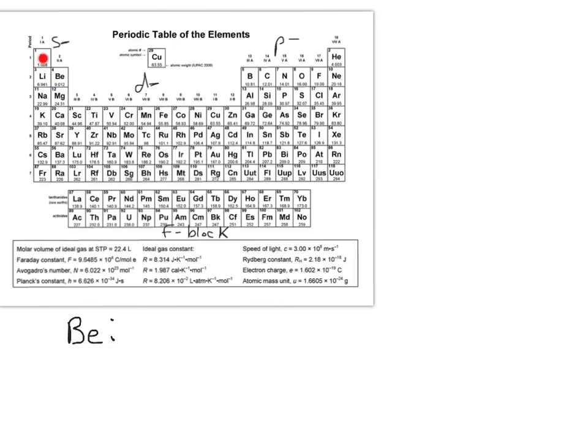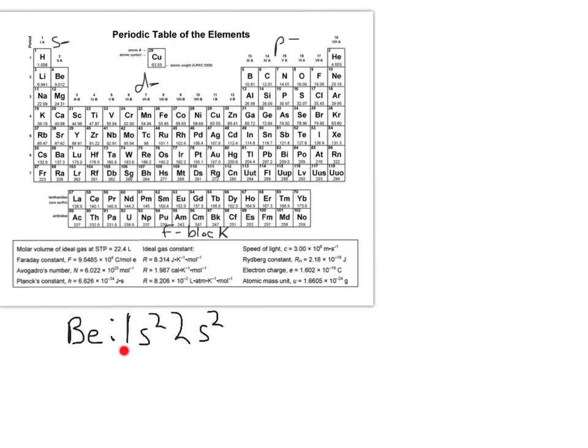Hydrogen is in the S block. The numbers on the side tell you the period that you're in. And so we start with 1s, jump across, 1s2. Then we move down, back to the S block, to 2s1, and then to 2s2. That is the ground state electron configuration for beryllium.